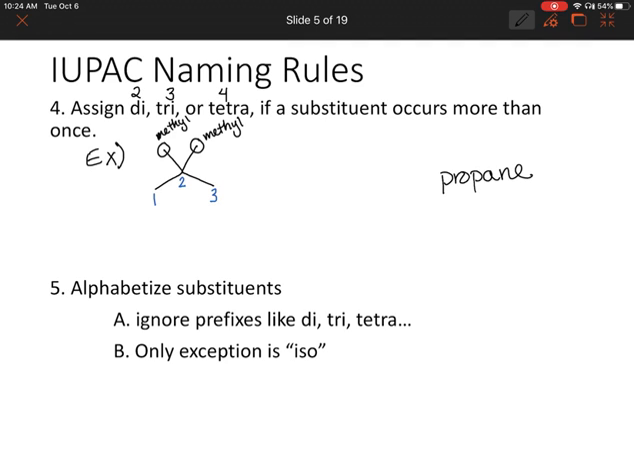Okay, so let's write dimethyl in front of propane. So that tells us we have 2 methyl groups on the propane chain. But additionally, we also need to indicate where on the chain these methyl groups exist. So they are on carbon 2. So we have to indicate where both methyl groups are. So I'm actually going to write 2,2-dimethylpropane.